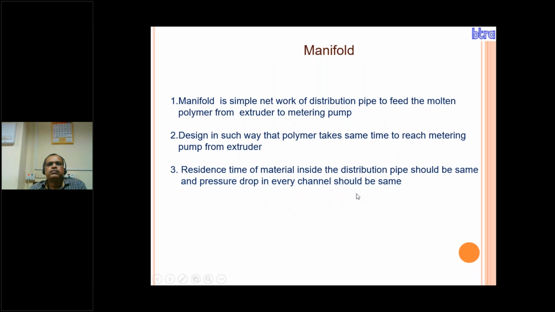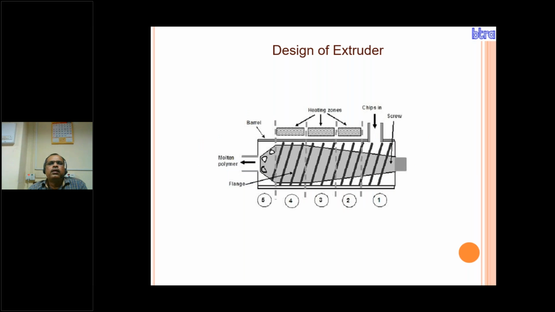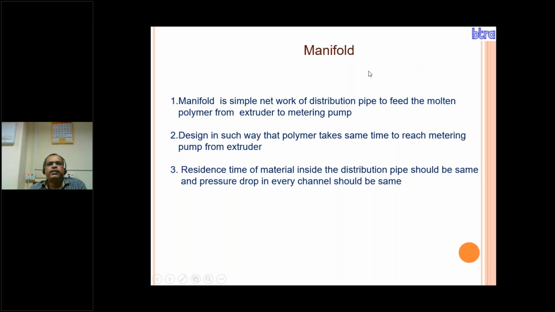the feeder metering pump. In the plant, there is a manifold. Here is the one unit, but in the plant where the polymerizer is, it feeds the polymer through the manifold to the different spinning lines. The manifold is simply a network of distribution pipes to feed the molten polymer from the extruder to the metering pump. Here I am showing you the extruder, but in the plant the polymerizer is directly connected to the manifold. It is designed in such a way that the polymer takes the same time to reach the metering pump from the extruder.